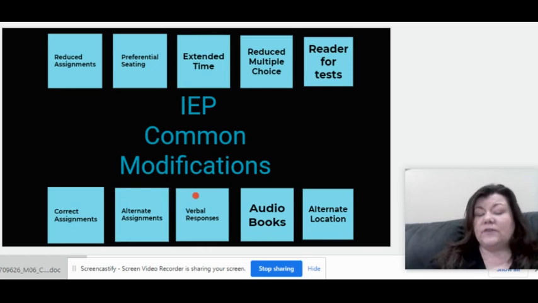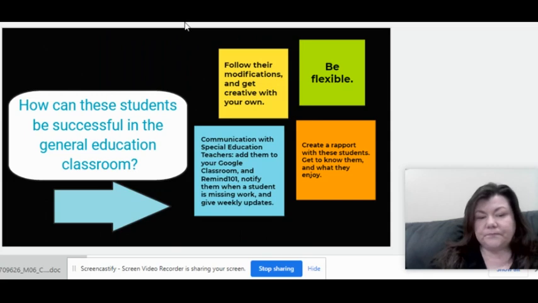So for severe cases, allowing them to have a verbal response is easier for them. A reader for a test, usually if I have a large chapter test, I'll cut it down by half and have someone read the test to them in an alternate location. So that hits on both of those modifications.